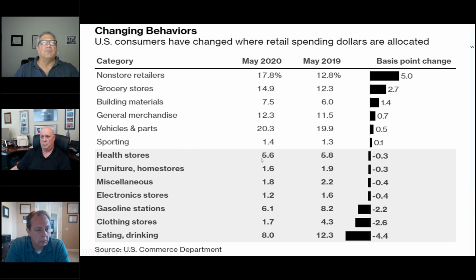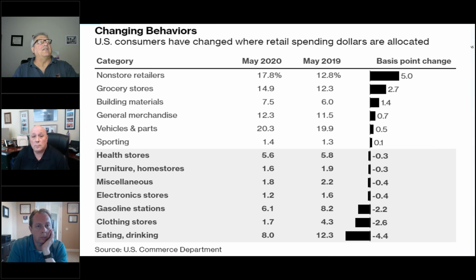And I'm assuming you can see the light gray band there. Everything north of that light gray band is positive from last year. So if you see non-store retailers, the e-commerce guys, 12.8% last year, 17.8% this year, a 5.0 percentage point change. That's really, really big. Grocery stores, big change there. Building materials, your Home Depot and Lowe's and guys like that, have been doing great business over the course of the past few months. General merchandise, your dollar stores, your mass merchants, and so forth, a good healthy step up there.